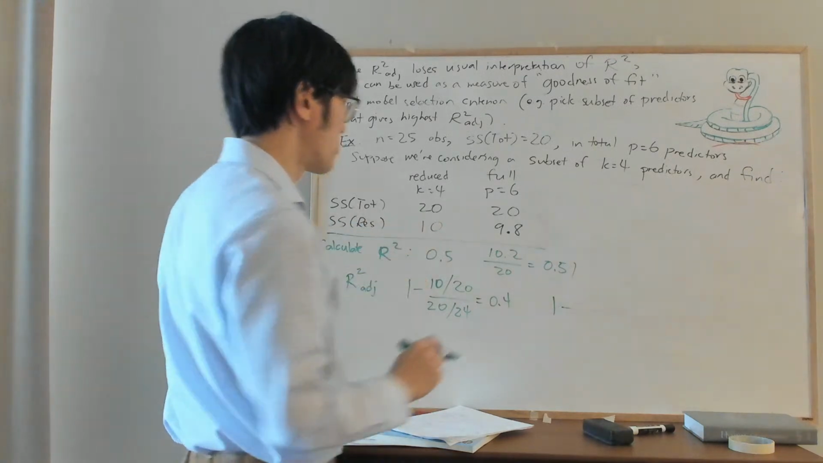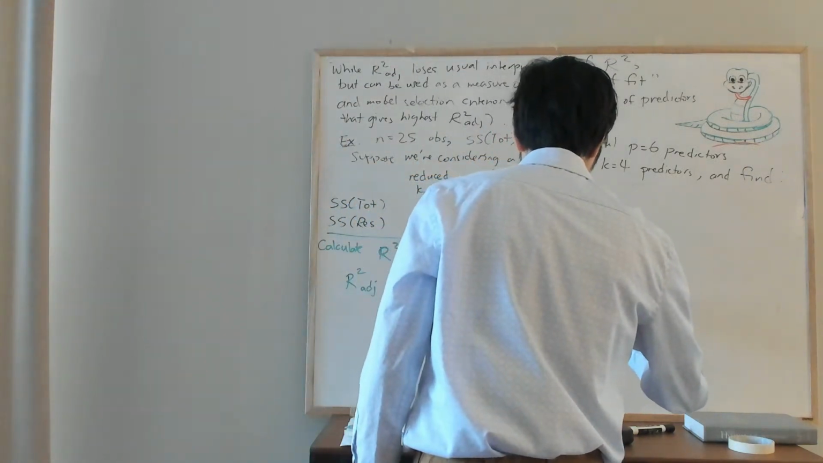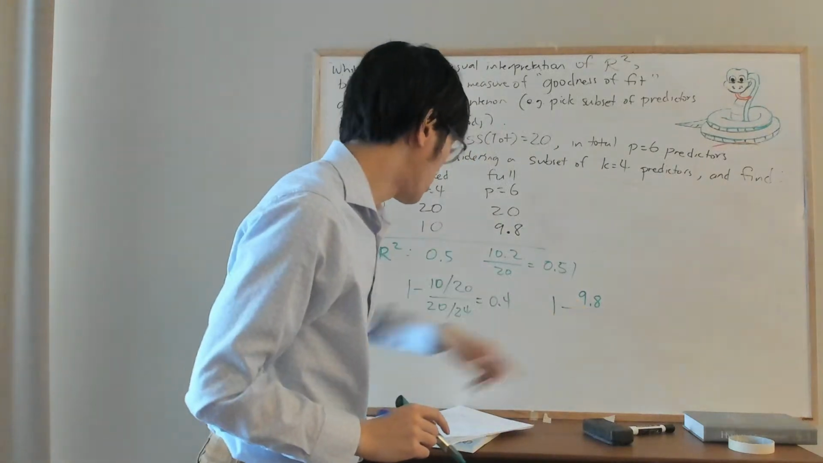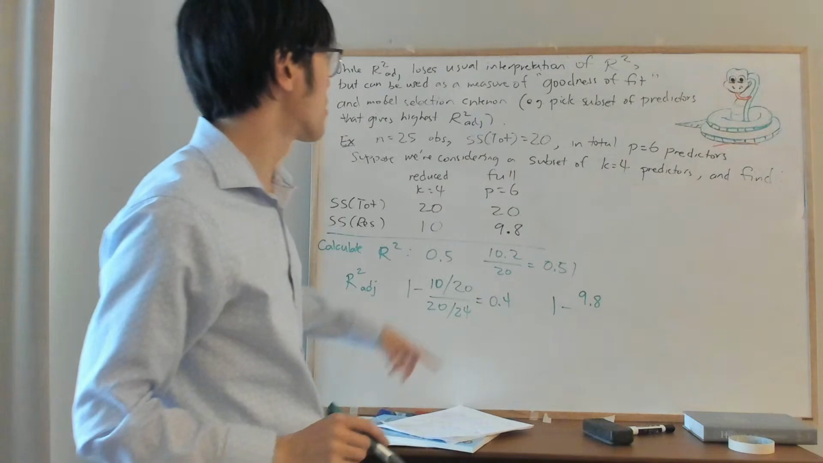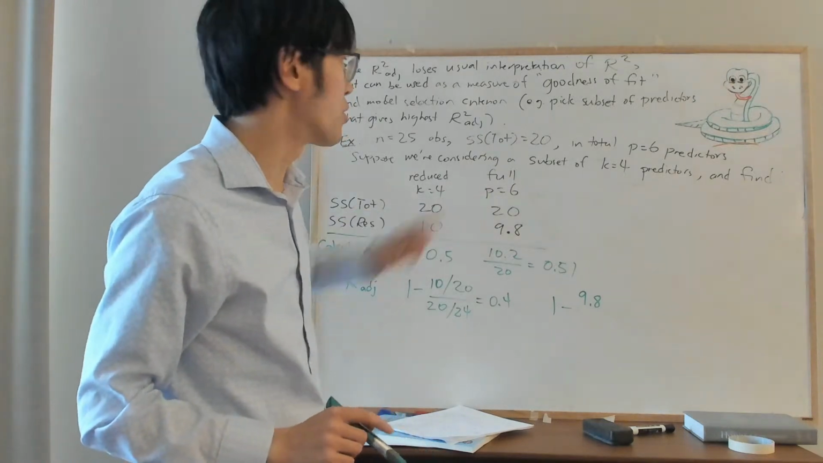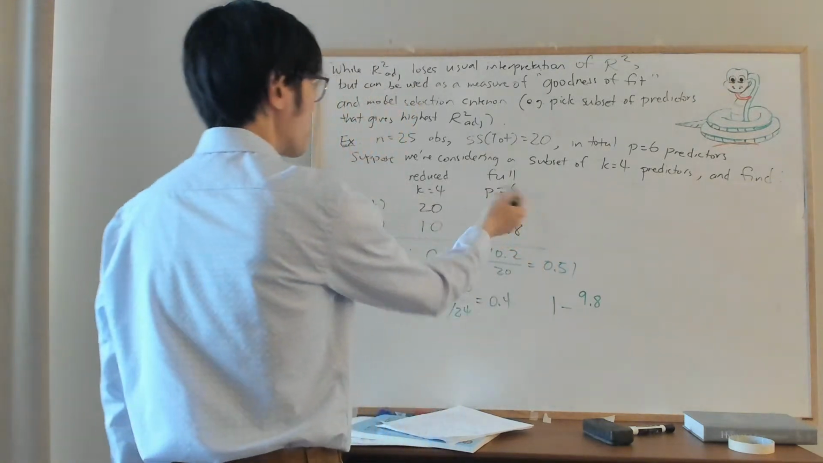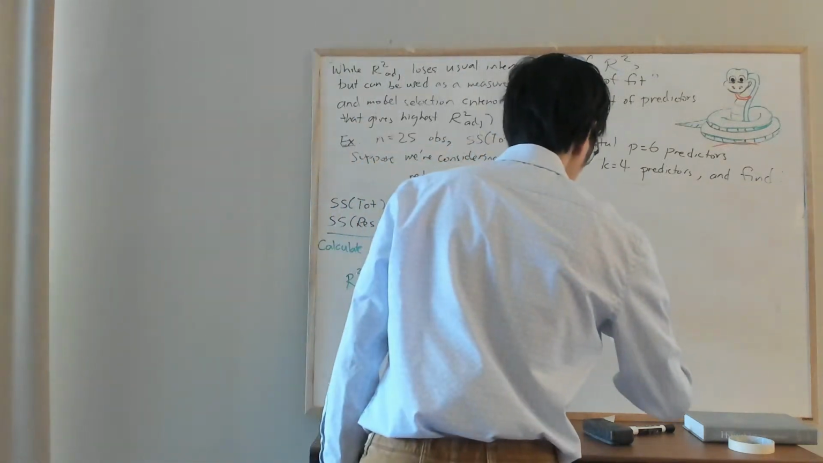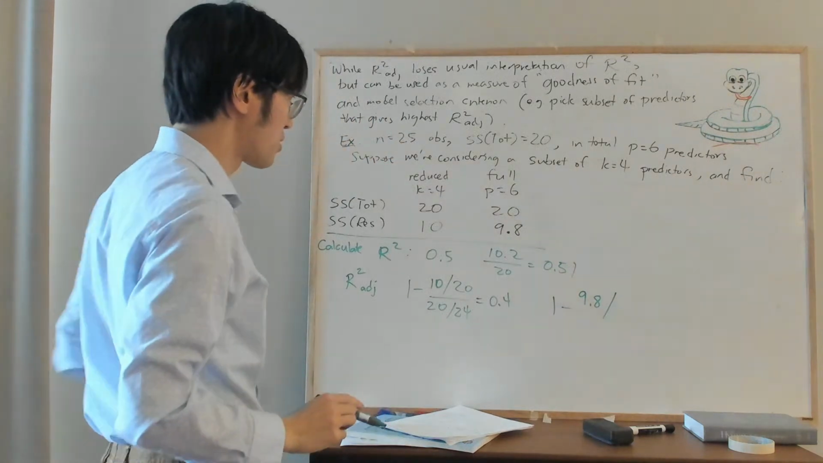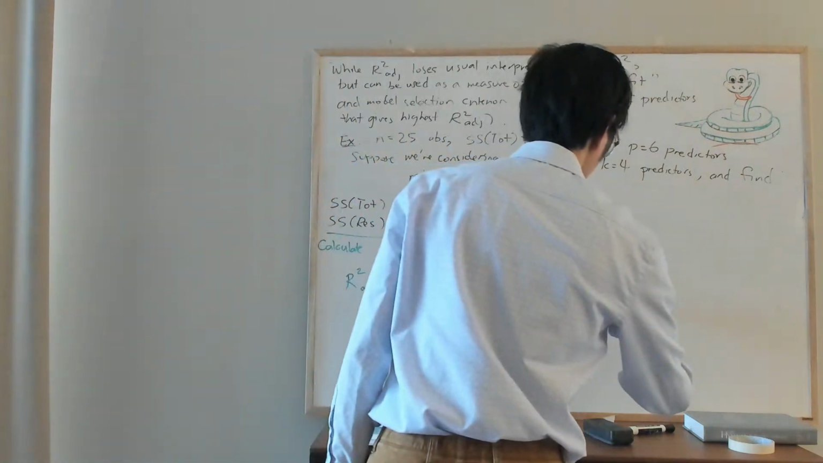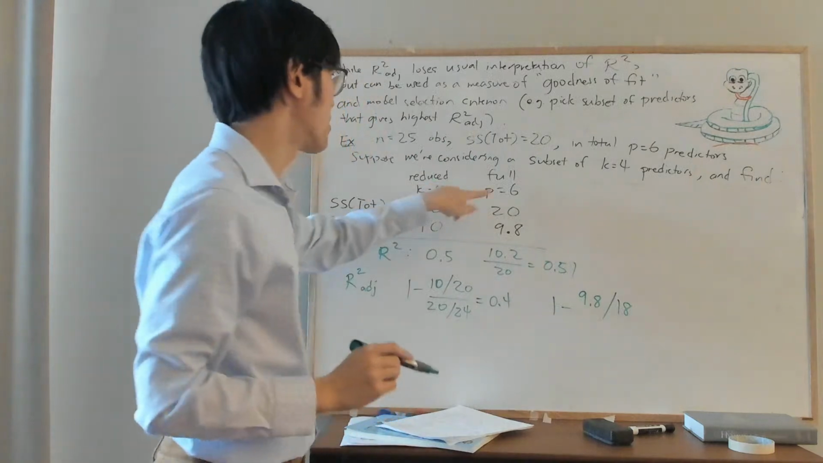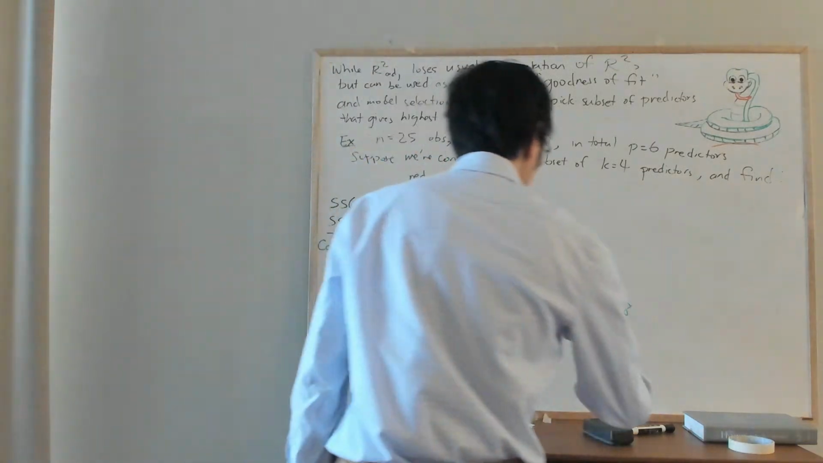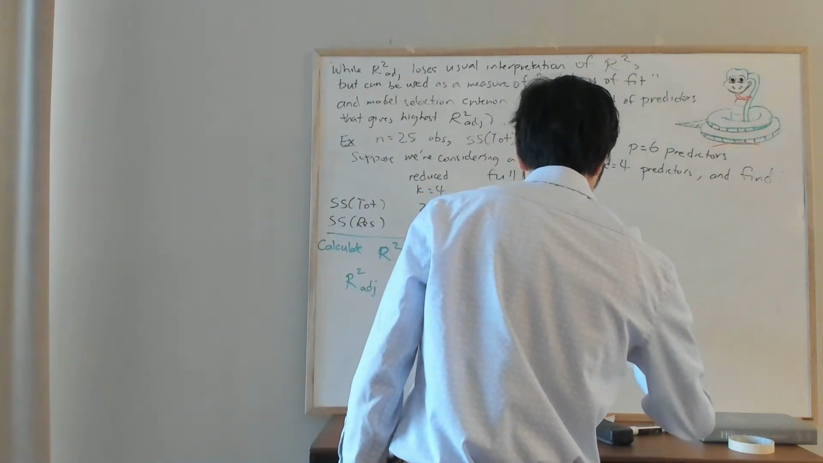Now the sum of squares residual has gone down to 9.8. But now the denominator of this is going to be smaller because we are now adding additional predictors. So now the number of variables used is 6. So 25 minus 6 minus 1, so now this is going to decrease by 2 because we have added 2 variables into the model. And the denominator, as we said, does not change.